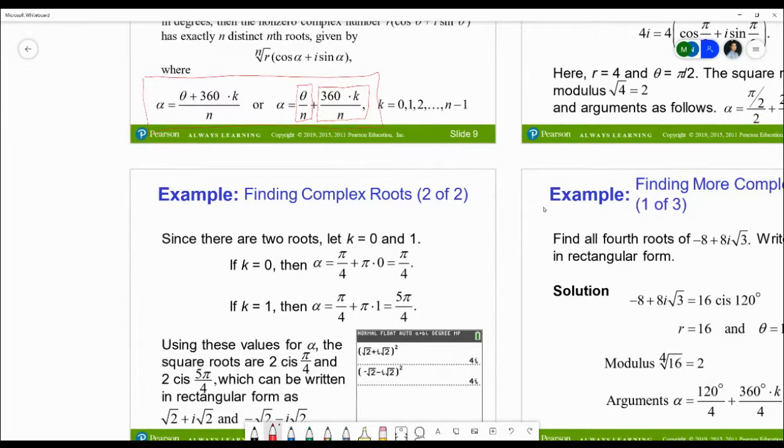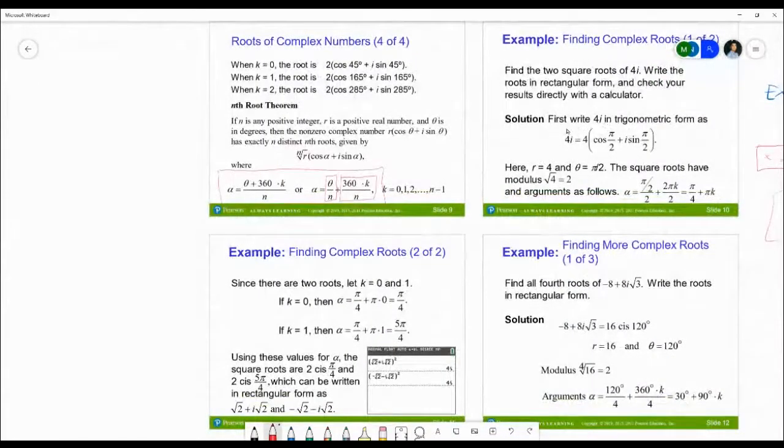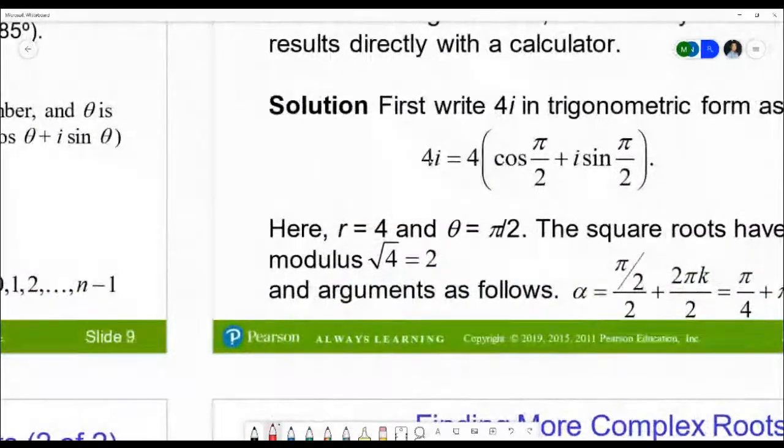Very good. Okay, so let's look at the solution here. First we write the 4i in trig form. Just like Aim was saying, 4i is on the imaginary axis because this is a positive 4i. So it will be right here. So therefore, the r value will be 4. The angle is from here to here, 90 degrees. So we have cosine pi over 2 plus i sine pi over 2.